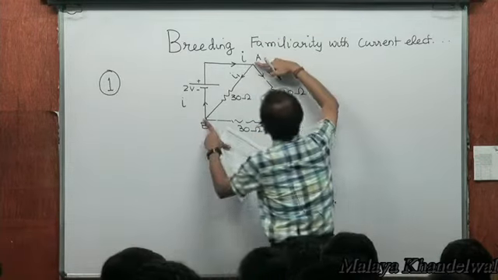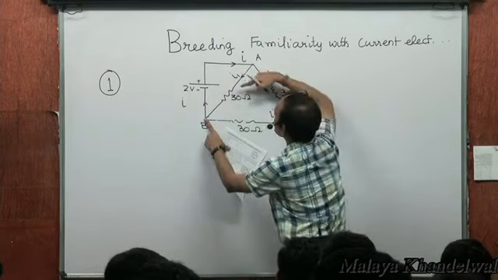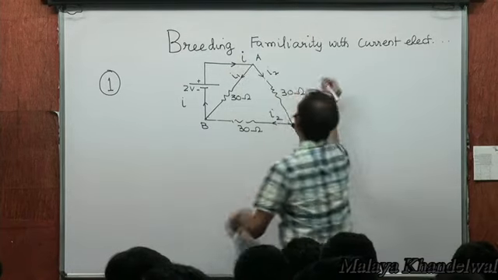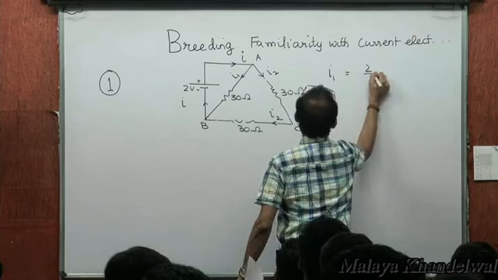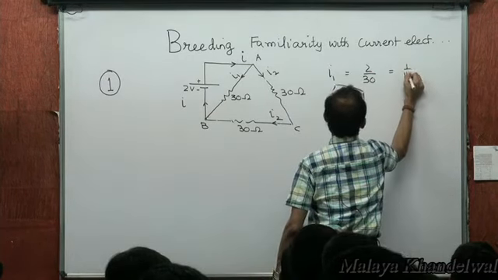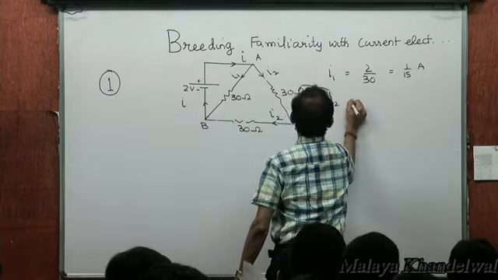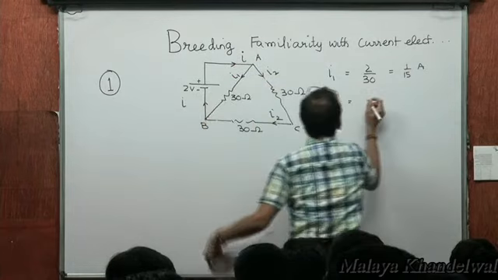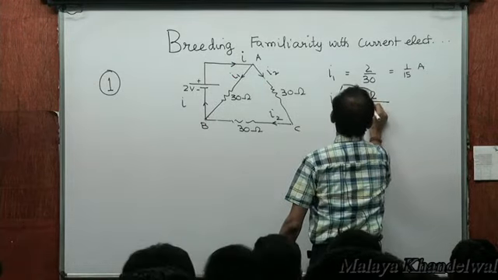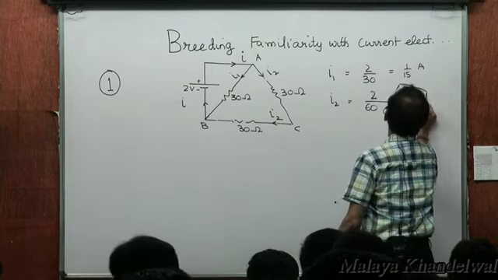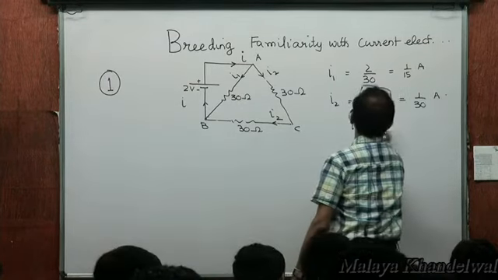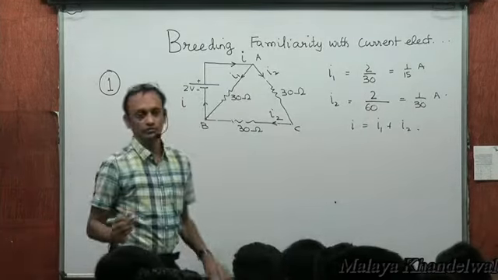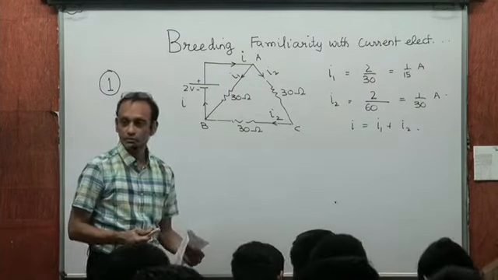Now, as far as I1 is concerned, it's connected across a 2-volt battery. A 2-volt battery against a 30 ohm resistance would give you I1 equal to 2 by 30, which is 1 by 15 amps, right? Similarly, I2 is flowing across 60 ohms, but the drop is 2 volts only. So I2 is 2 volts against 60 ohms, that means 1 by 30 amps. The net current I is I1 plus I2, flowing through the battery. I'm assuming you would have certainly got it right, right?